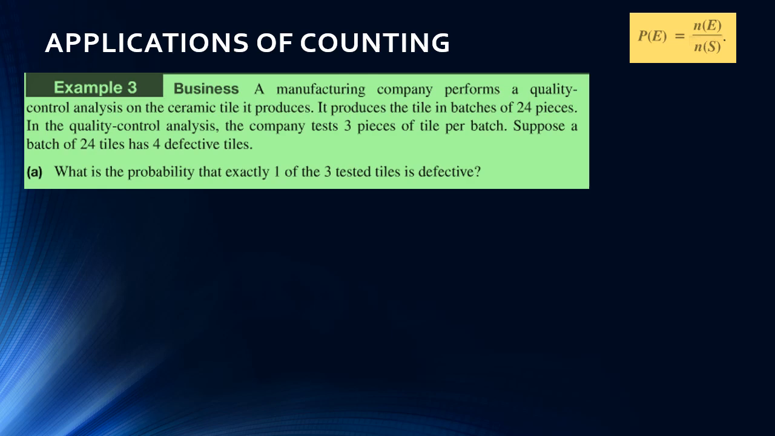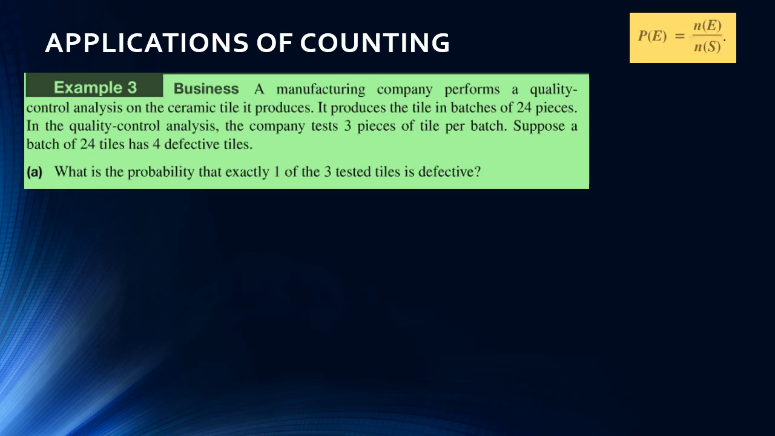All right, let's look at another problem that kind of gets a little bit confusing. A manufacturing company performs a quality control analysis on the ceramic tile it produces. It produces the tile in batches of 24 pieces. In the quality control analysis, the company tests 3 pieces of tile per batch. Suppose a batch of 24 tiles has 4 defective tiles. What is the probability that exactly one of the 3 tested tiles is defective?